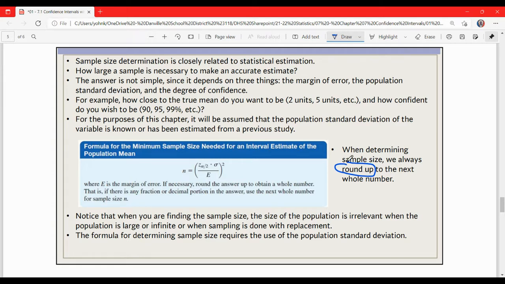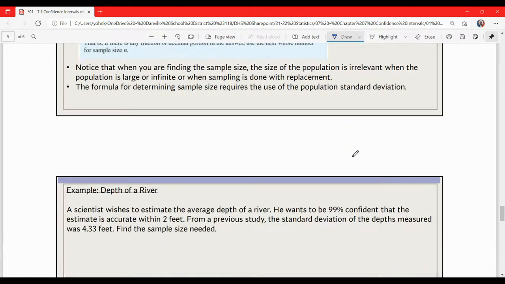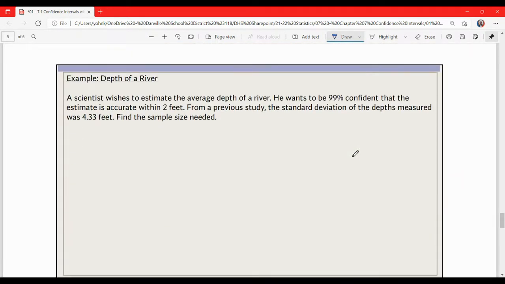Notice that when you're finding the sample size, the size of the population is irrelevant when the population is large or infinite, or when sampling is done with replacement. That's because the formula for determining sample size requires the use of the population standard deviation, not exactly how many people are actually in the population.